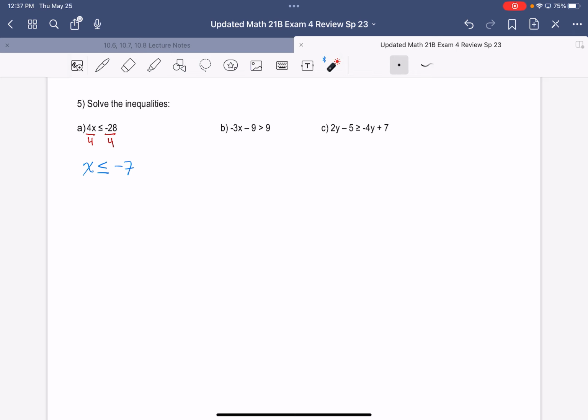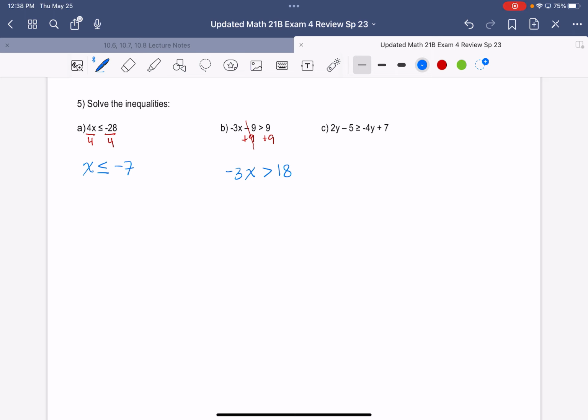Part B. Negative 3x minus 9 is greater than 9. All right, again, our goal is to get x alone. So I'm first going to get rid of that minus 9 by adding 9 to both sides of the inequality. That way those 9's cancel. I'm left with negative 3x is greater than 9 plus 9, which is 18.